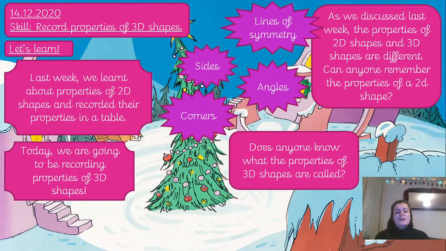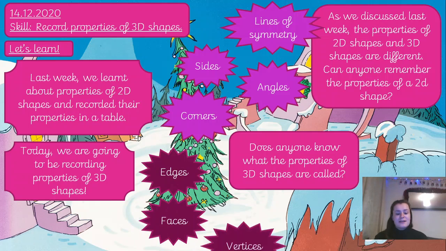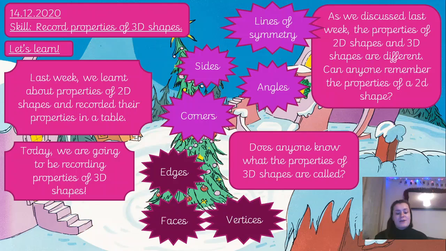So does anyone know what the properties of 3D shapes are called then? Pause the video, see if you can have a go. So the properties of 3D shapes, we look at edges, faces and vertices. Can you have a go at saying vertices? That's a tricky one.